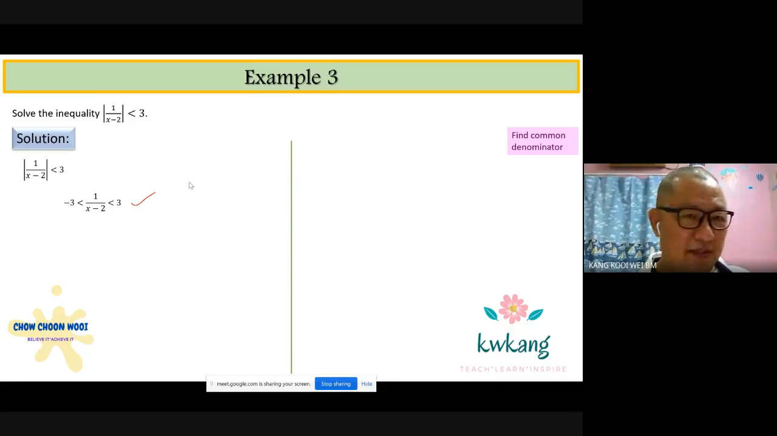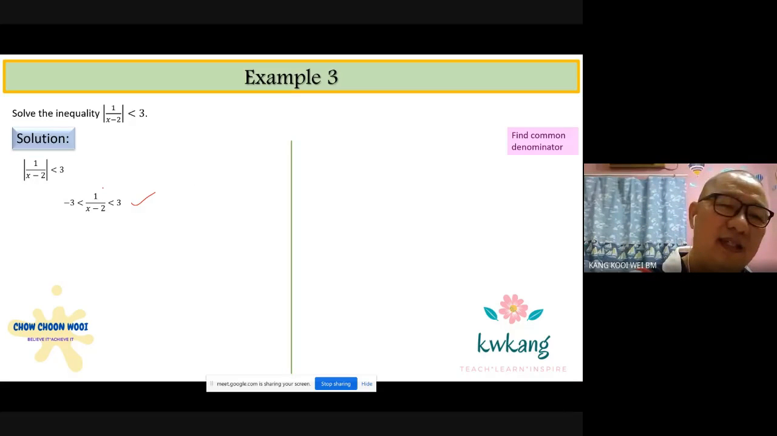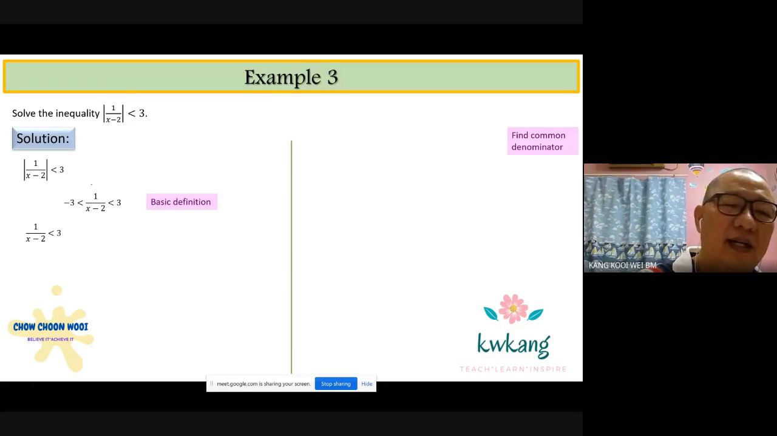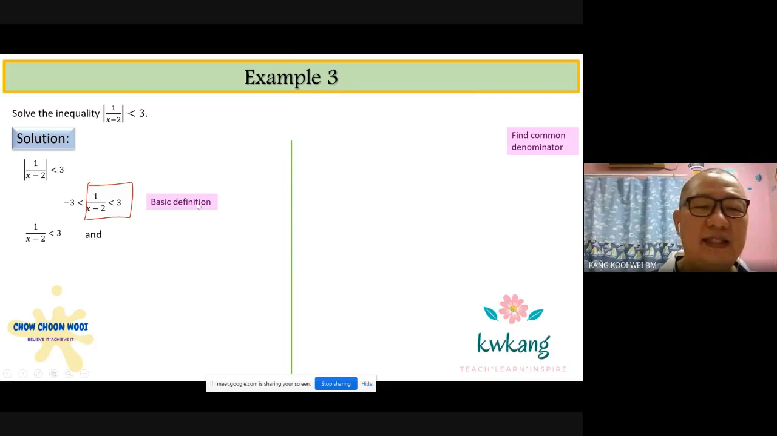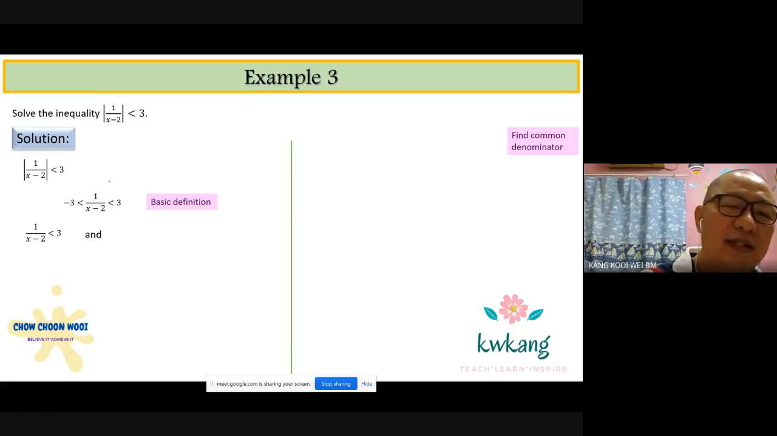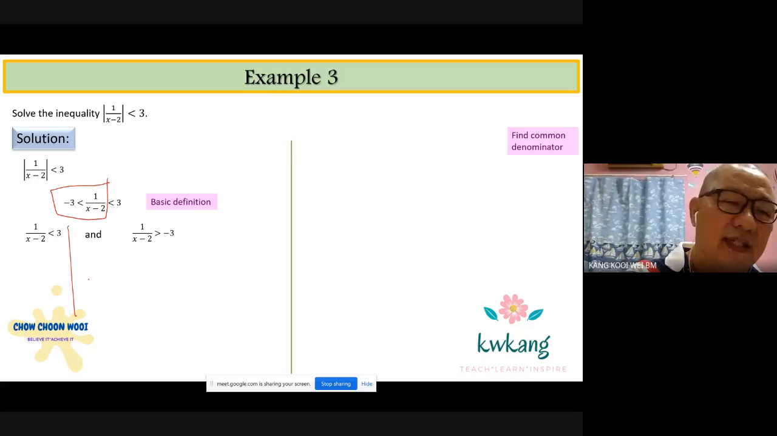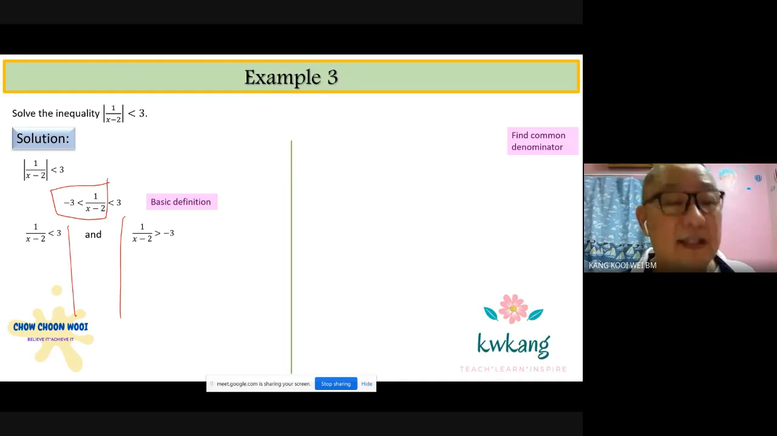So, this one, Fahmi ni tengok betul-betul. Kita tulis yang ni. Tengok this part first. Dia ambil this part: 1 over x minus 2 is less than 3. Then, and. Dia ambil this part pula: 1 over x minus 2 is greater than negative 3. You see or not? So, how we are going to split it? Bila kita split, dia akan jadi 2 inequalities. There are 2 inequalities here. Okay, 2 ketaksamaan di sini.